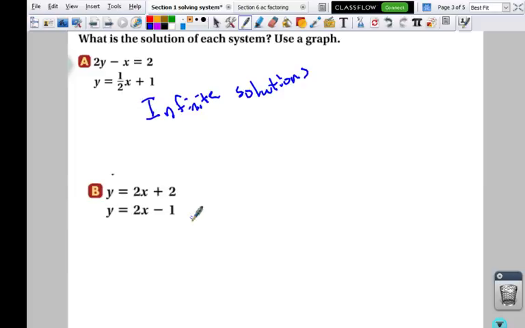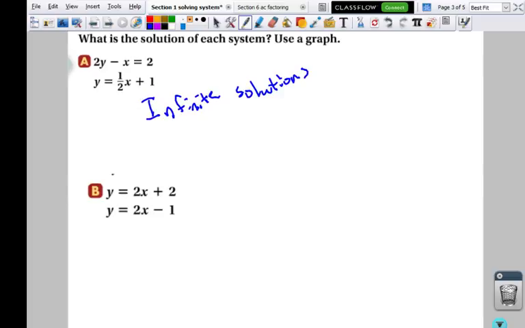When I plug in an x, I get the same y. On this one, it doesn't matter what x I plug in, I will always get the same y, because they're exactly the same. Alright. That one's not bad. Let's try our next one. y equals 2x plus 2, y equals 2x minus 1.